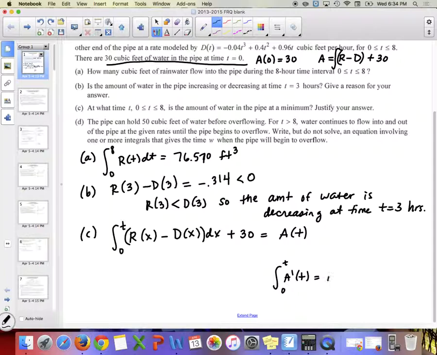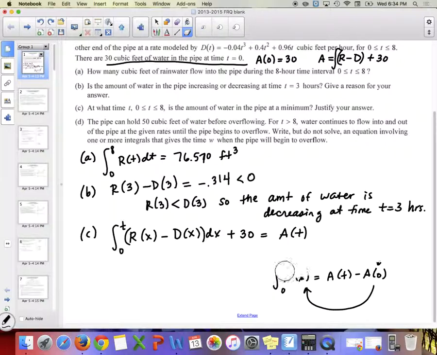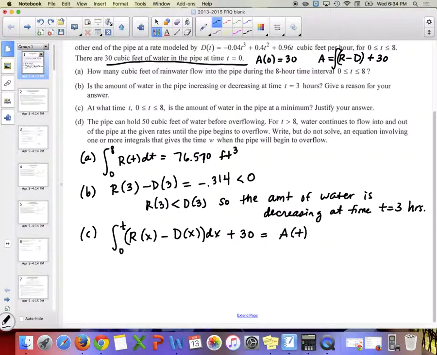What we would get would be A of t, really should say x here, A of t minus A of 0, and the A of 0 is the 30. That's why I'm adding 30 to this integral. It's coming from the fundamental theorem of calculus. It's like saying if you start with 30, how much have you gained in those first 8 hours, you still had 30 originally in there.